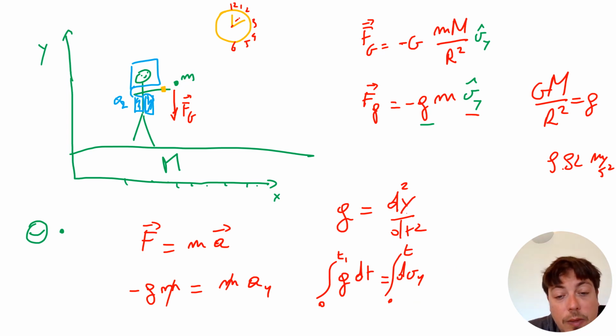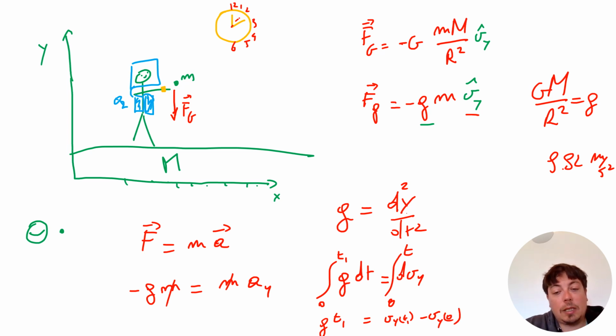So we integrate. So we can see that g is a constant in time. So we know that the integration of a constant is just some of the time. So it's t1 minus t0, which is 0, so it's t1. And this is the difference of the velocity at t1 minus the velocity at time 0.